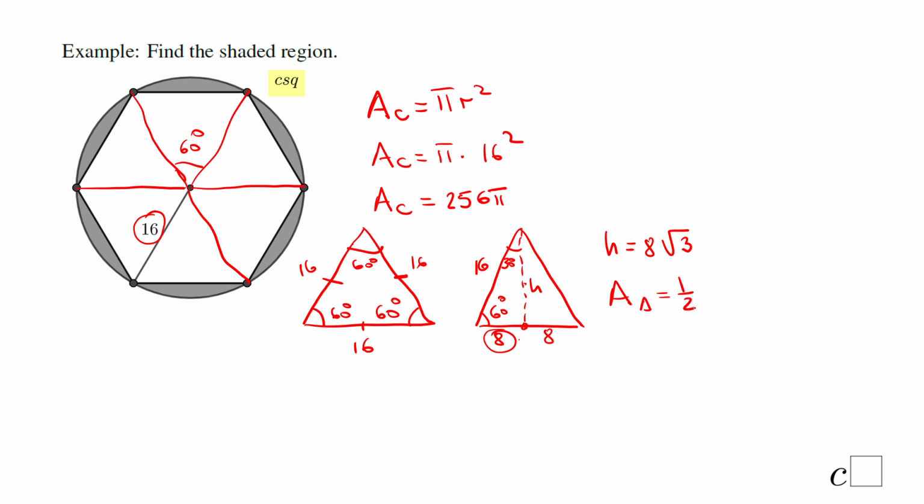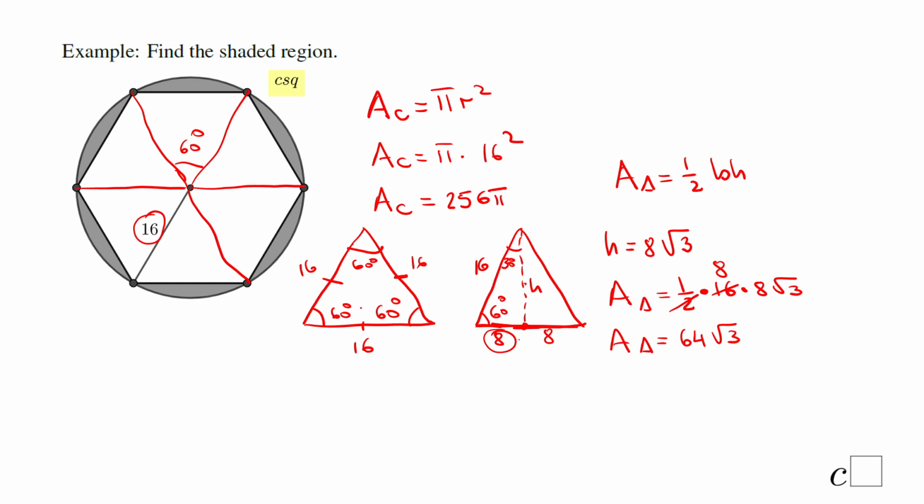1 over 2, and I'm going to write that here. Area of a triangle is 1 over 2 base times height. So 1 over 2, the base is this base, which is 16, and the height we just figured out, 8 square root of 3. So I think I will simplify here. That's the easiest way. And we finish with the area of one triangle. 8 times 8, 64 square root of 3.